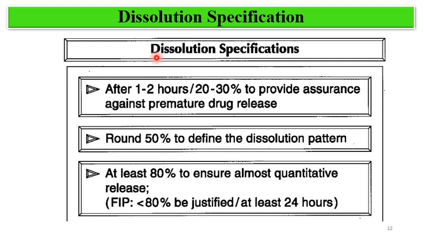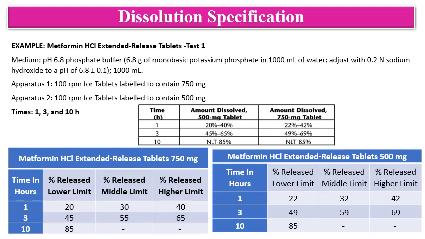Here the dissolution specifications and their implications are given. First time point 1 to 2 hours with 20 to 30% to provide assurance against premature drug release. This is to prove the ER formulation design. Then around 50% to define the dissolution pattern. Then 80% to ensure almost quantitative release. And as per the FIP guidelines, 80% to be justified at least at 24 hours. And that depends on the formulation design.